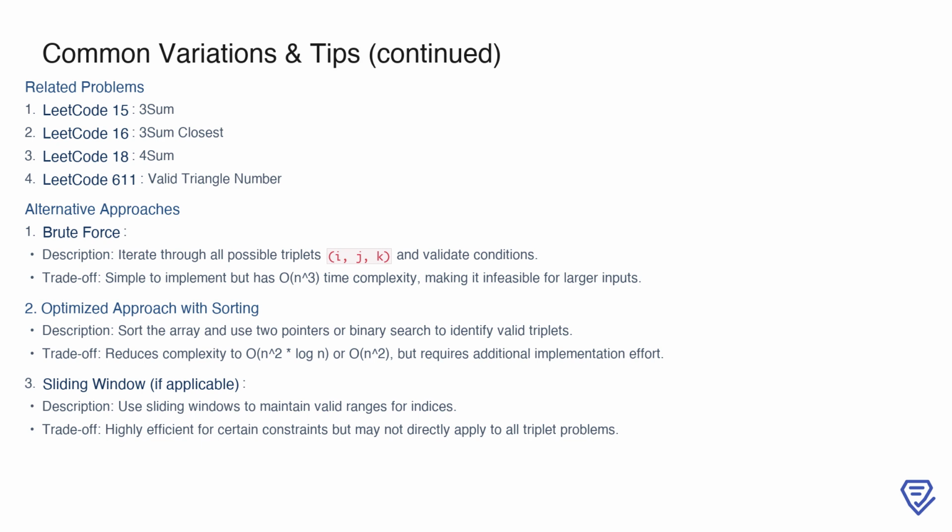In some cases, sliding window techniques can be applied to maintain valid ranges for indices dynamically. This method is highly efficient under certain constraints, though it may not be directly applicable to all triplet problems. By understanding these alternatives, you can adapt your solution to meet varying requirements effectively.